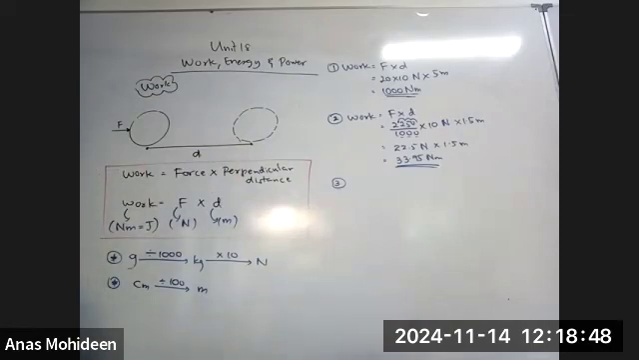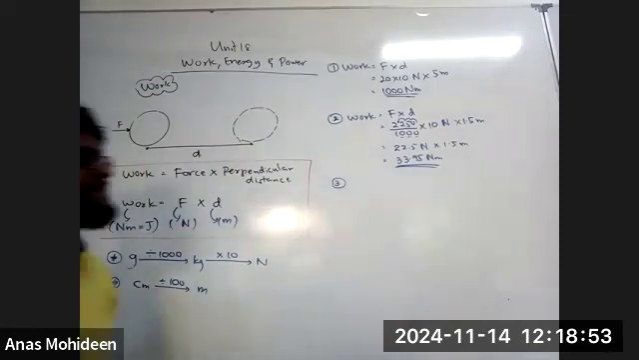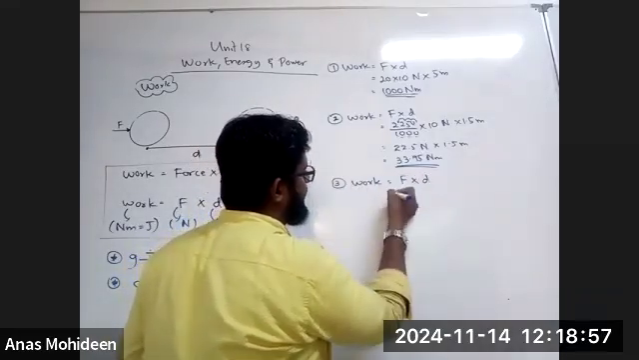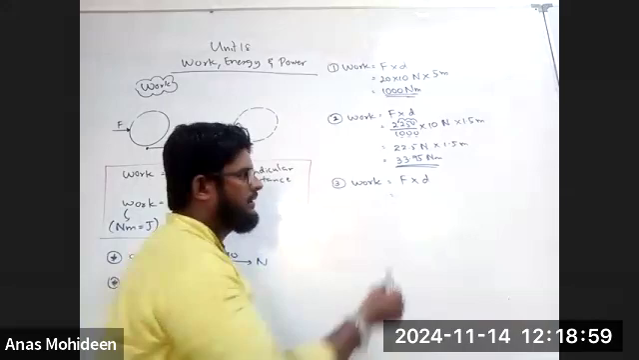What about the next one? Third question. The mass of a man is 50 kilograms. What is the amount of work done when he climbs to a height of 6 meters? Again, work done is equal to force into distance. So you see the way I'm writing.